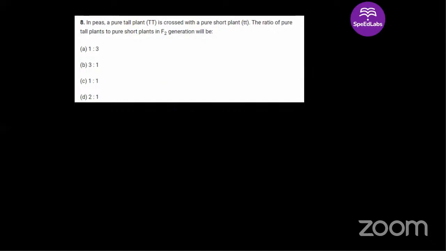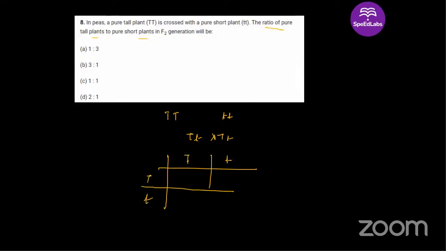Right. All right. Now see, let's solve. First of all, very important is what the question is asking. The question is asking the ratio of pure tall plants to pure short plants, right? So this is our parental generation. This is going to be our F1 generation. We are going to do selfing of this generation. And what are we going to get? Capital T, capital T, capital T, small t, capital T, small t, and small t, small t. Now, what the question is asking is the ratio of pure tall plants to pure short plants. So what will be the answer? 1:1 will be the answer.